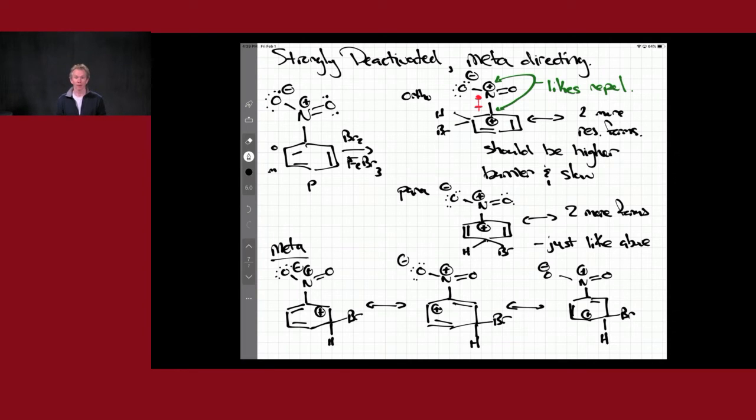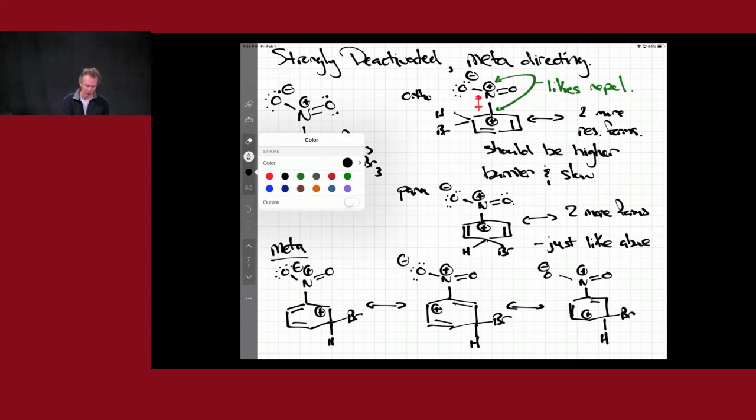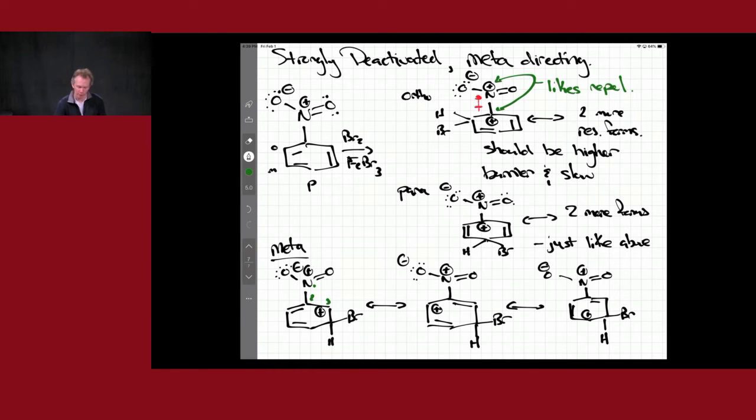Okay, so we're not forced to have our cations so close to one another. Again, if we look at how close they are, they're now at least 3 atoms away, whereas up above, they were only 2 atoms away, or directly attached to one another. Okay, so in this case, the meta isomer is kind of like our least worst option. We have to put a cation on this somehow. It's going to be close to another cation on the nitro group, but it's not as bad as the other two. So meta becomes the preferred product.